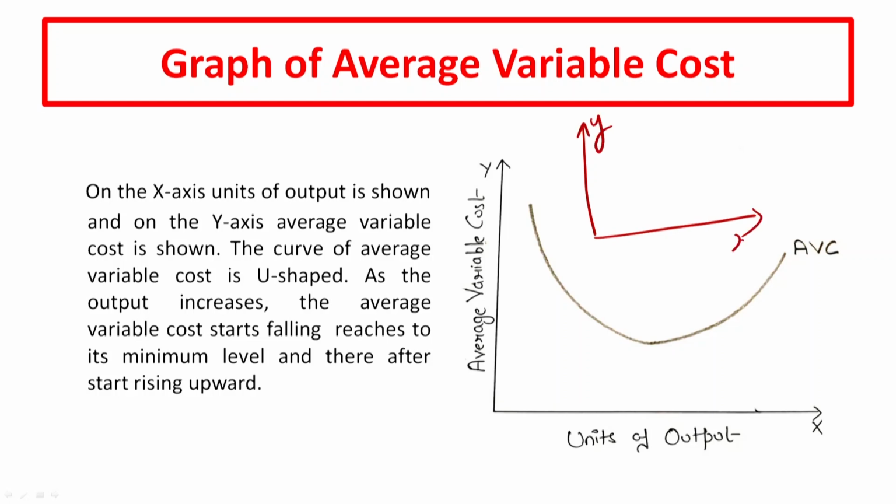Y, X, here is average variable cost, here is output, this is the average variable cost, that is U-shaped. Why U-shaped? Initially as you increase the output, your average variable cost will fall, reach its minimum point, and thereafter start rising. And this is represented by this graph itself.